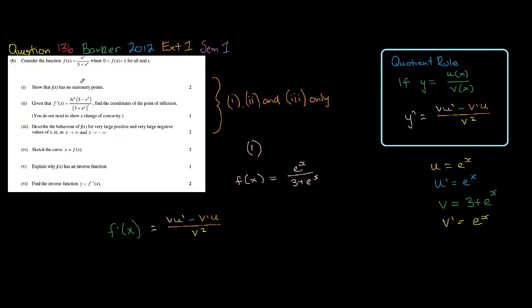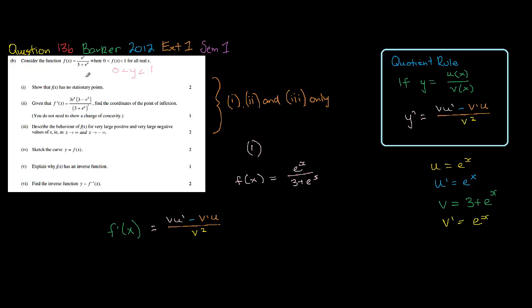So the first question is, show that f of x, which is this function here, and it's a bit of an unorthodox looking thing, e to the x over 3 plus e to the x, is in the range 0 is less than y, which is less than 1. Don't worry too much about what that means now, because we'll see that this function only exists in the range of y values, 0 is less than y, which is less than 1. And that's just giving you a bit of a hint as to what this function's doing.